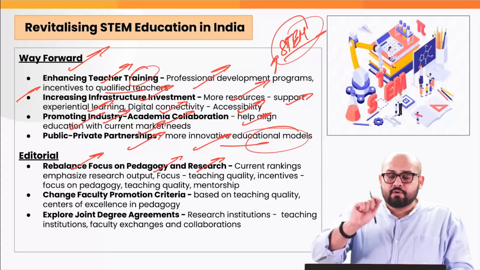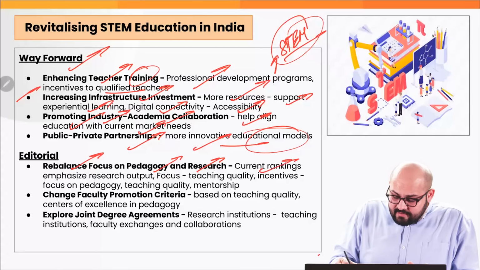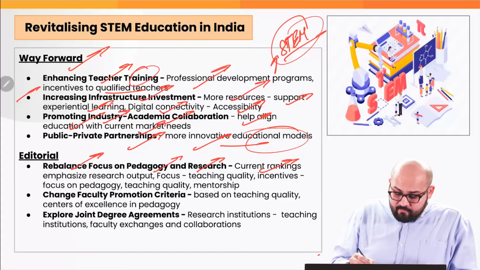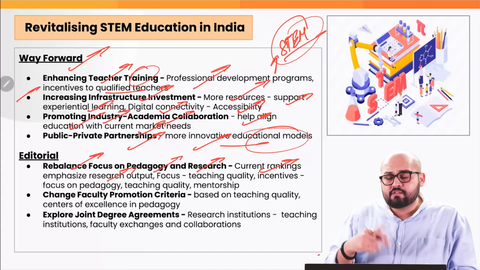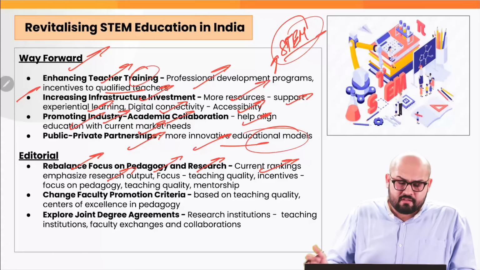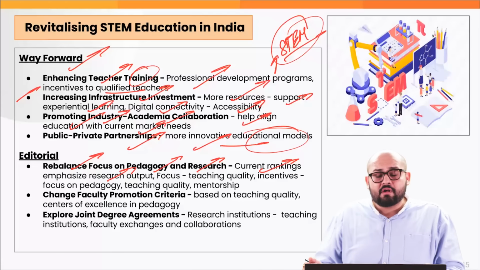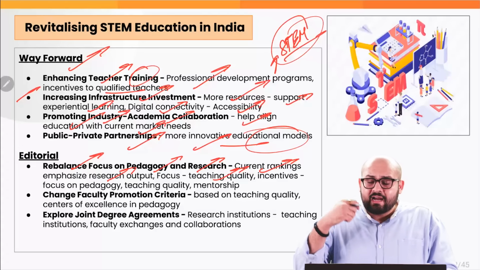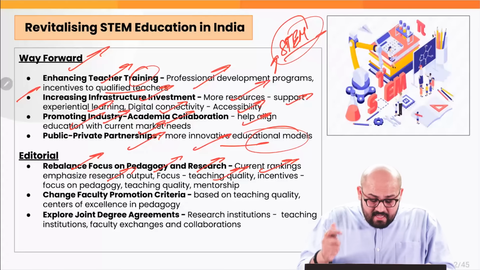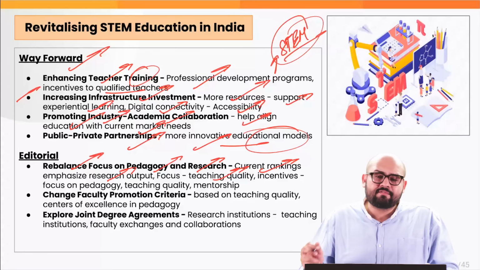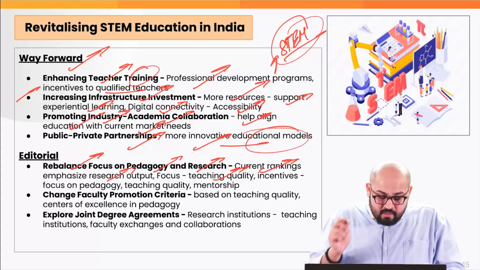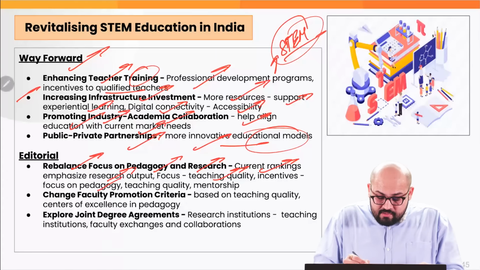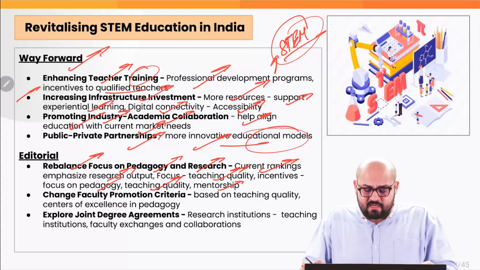So what we need to do is look at the ranking systems. They emphasize research. What they are currently doing is emphasizing the research output, but they need to focus on teaching quality also. They need to focus on the kind of mentorship being provided. And again, there need to be incentives for such teachers, such faculty members who are actually focusing on pedagogy or teaching quality or mentorship, right?